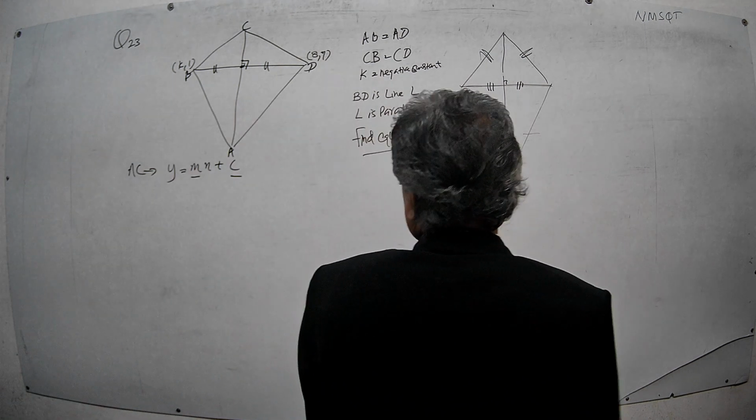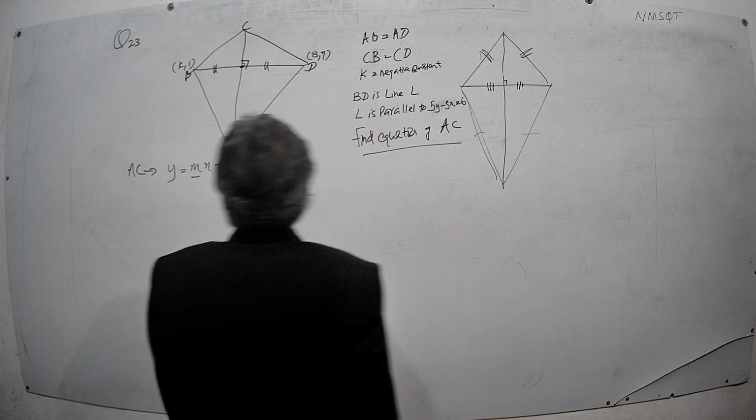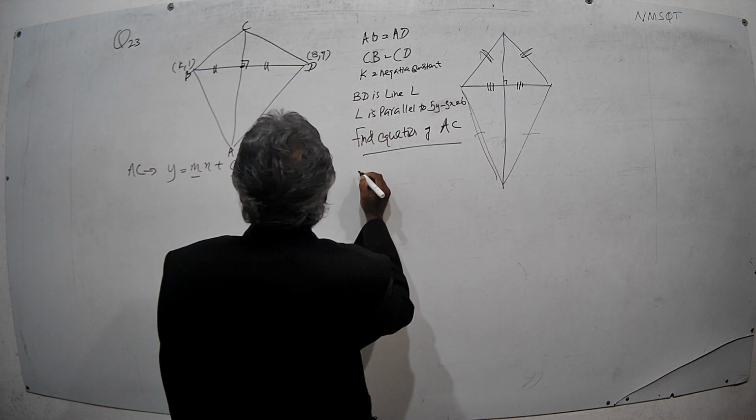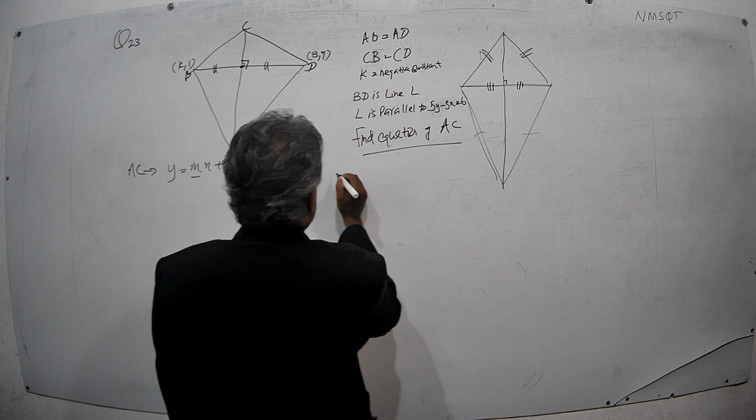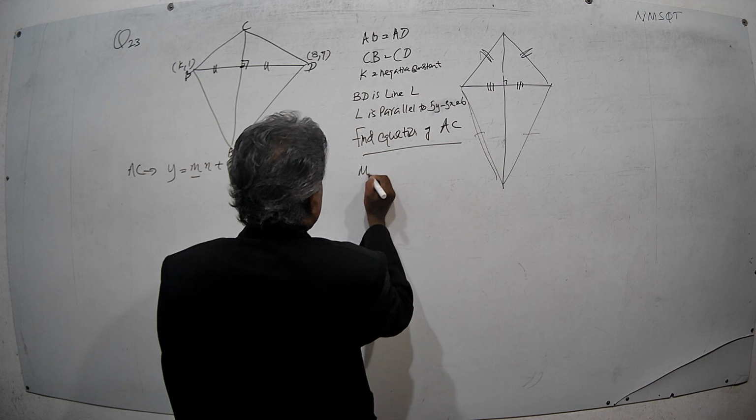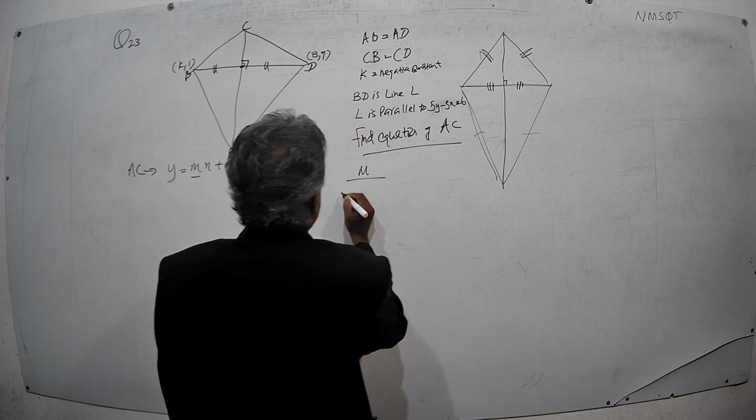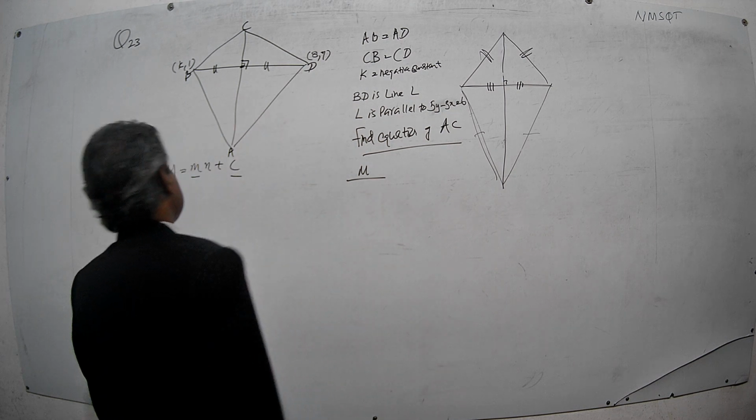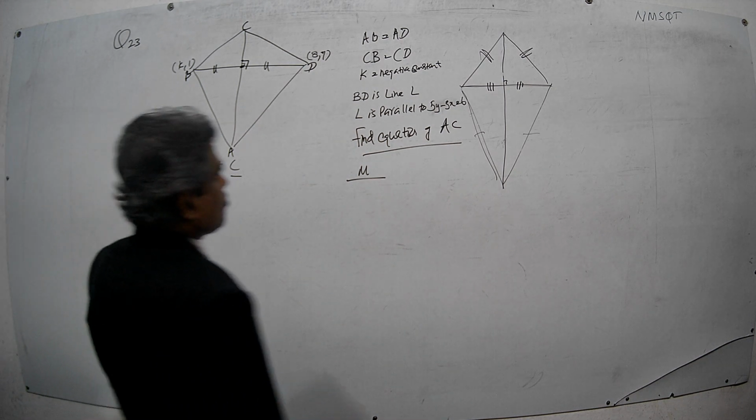Then how do we do that? Then we will write like this: gradient of AC, right? Okay. Then a gradient, we have to find those two. M. How the gradient of AC. Right. This is the thing.